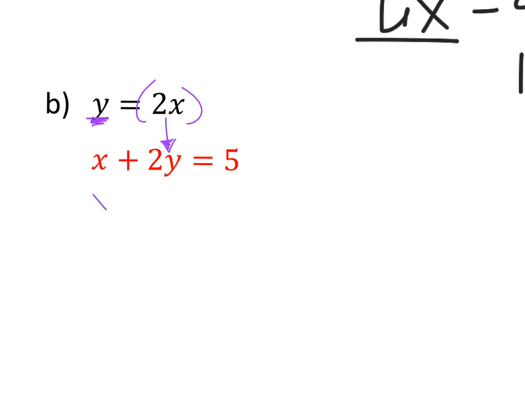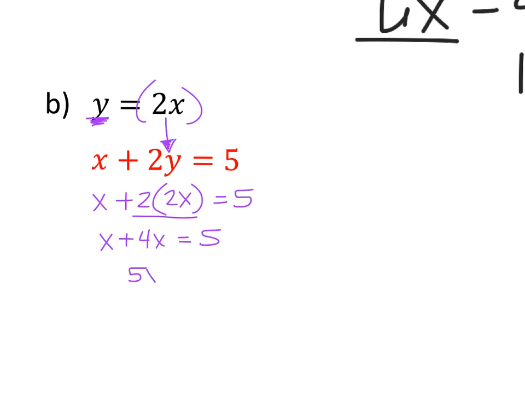So it's going to be x plus 2 times 2x equals 5. Okay, now we simplify. 2 times 2x is 4x, so it's x plus 4x equals 5. 1x plus 4x is 5x equals 5, and then we divide by 5, so x is 1. Okay, so now we have our x value.